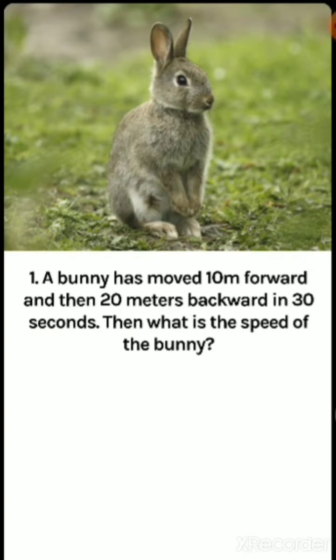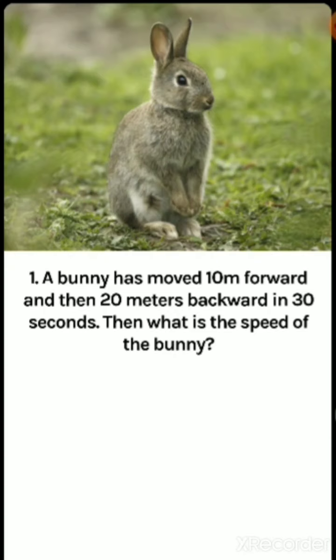It is given already that the bunny has moved 10 meters in the forward direction. After moving 10 meters, it moved 20 meters backward. And the total time taken by that bunny is 30 seconds. So here we need to calculate the speed of the bunny. How can we calculate that speed? We know the formula: speed is equal to distance divided by time. So we have to first find the distance, and the time is given. So we can easily calculate that by using the formula.